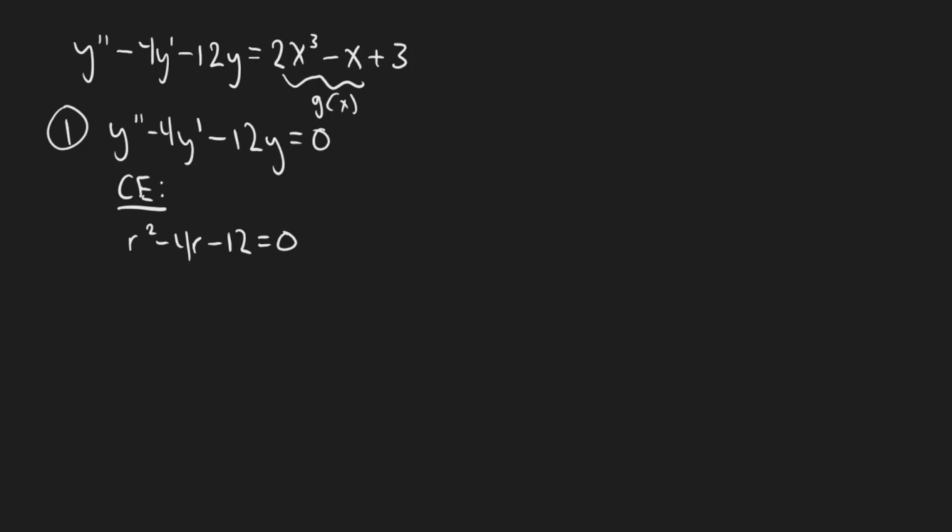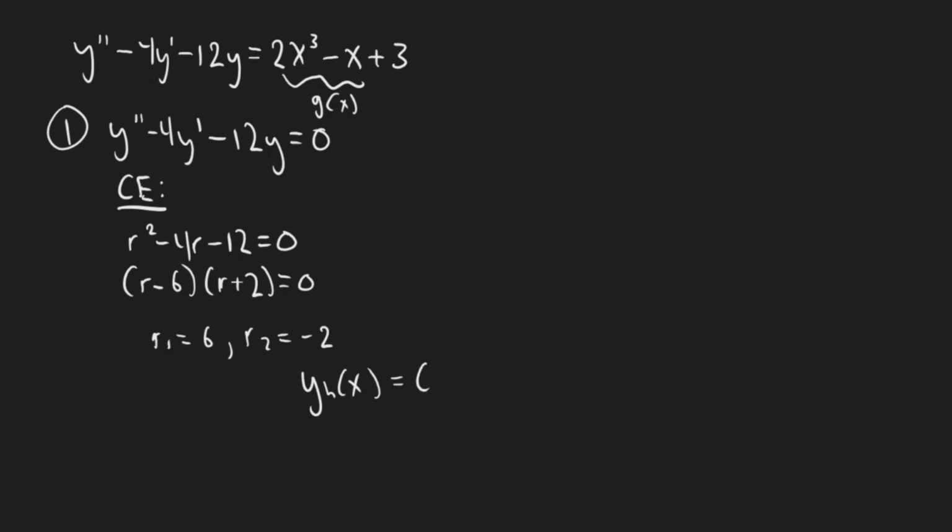So let's see, is this factorable? Two numbers that add to -4 and multiply to -12. So yeah, it looks like -6 and 2 are going to do that. So r minus 6 and then r plus 2 equals 0. This gives us r1 equals 6 and r2 equals -2. And then from there we can basically just write out the homogeneous solution. So the homogeneous solution is then c1 e to the 6x plus c2 e to the -2x. Okay, so that's half of our solution.